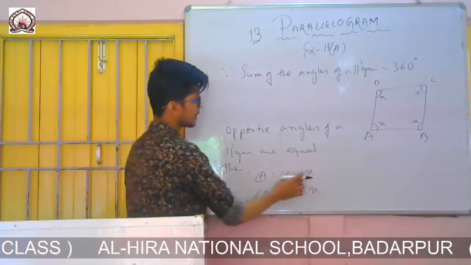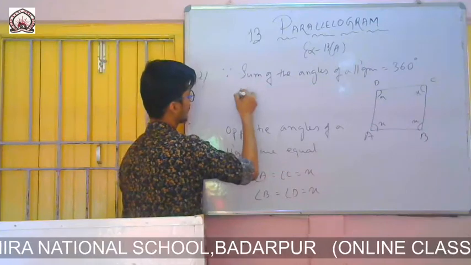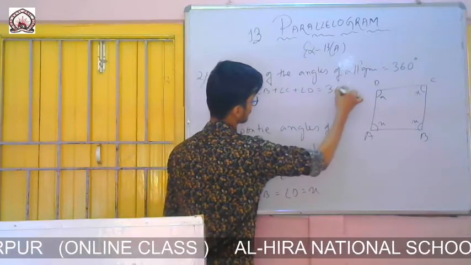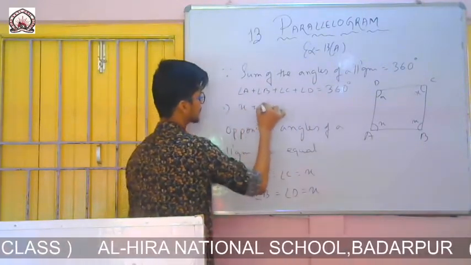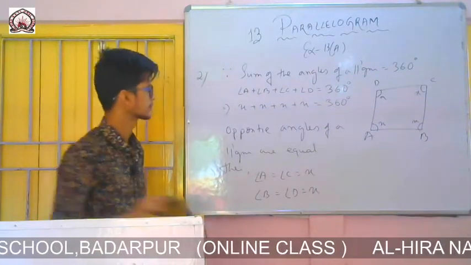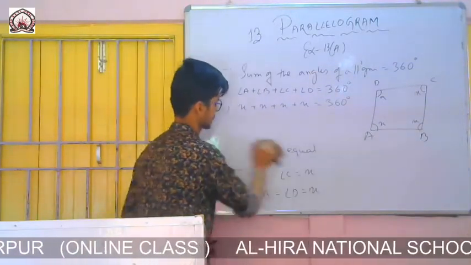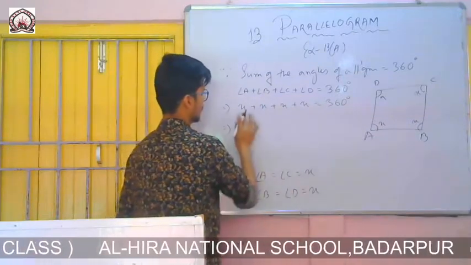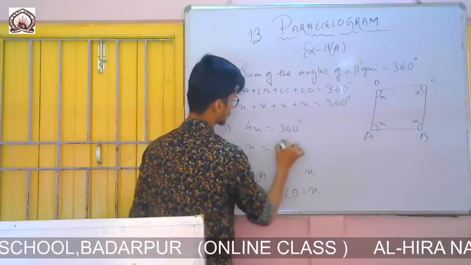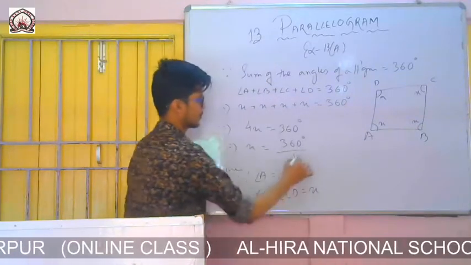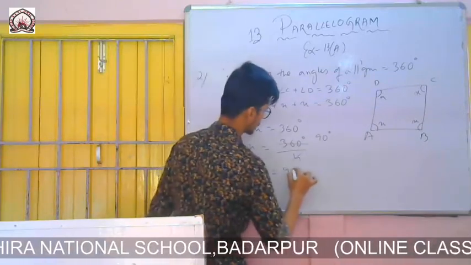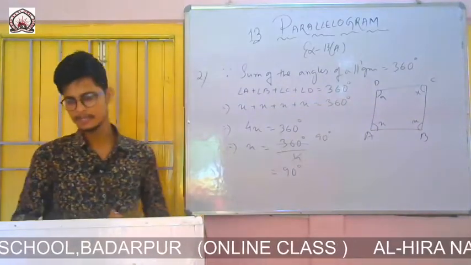So the angles are given here as x, so I can write, therefore, angle A plus angle B plus angle C plus angle D equals 360 degrees, which is equal to, as all the angles are x, x plus x plus x plus x is 4x equals 360 degrees. x equals 360 degrees by 4, that means 90 degrees. So the value of x is 90 degrees.